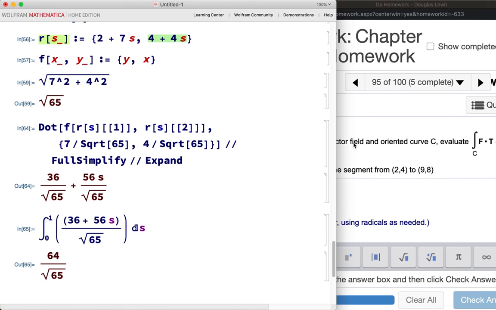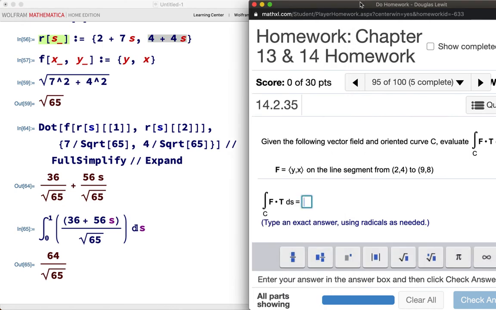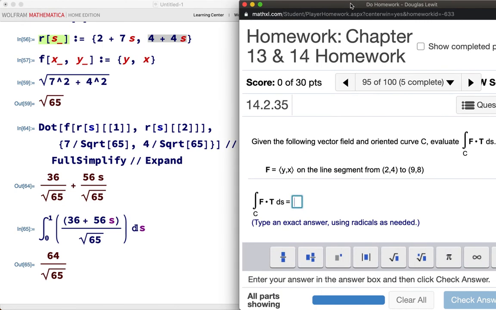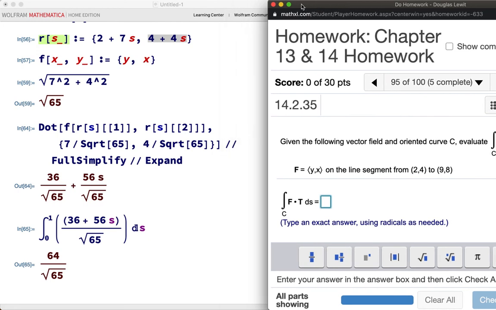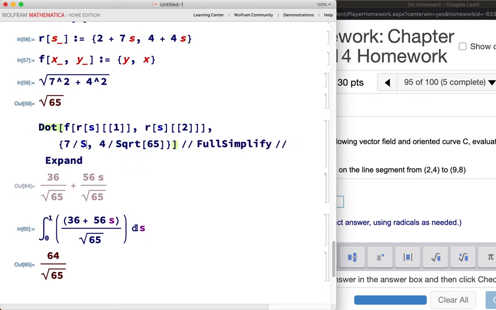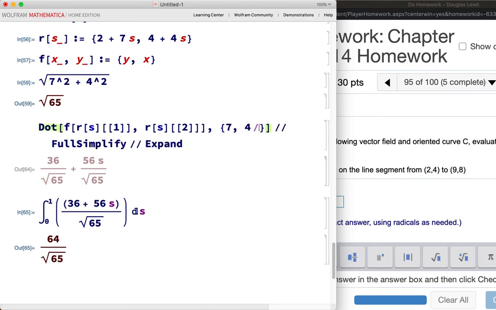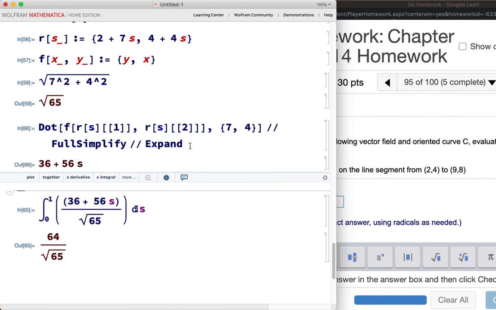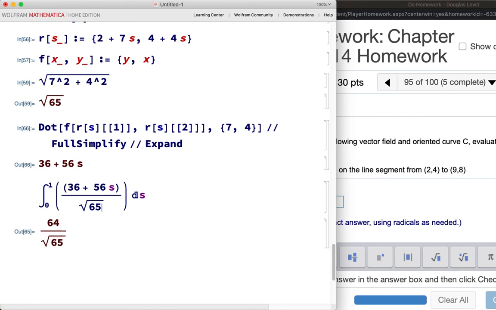Although, if I'm dealing with a unit vector, it would make sense to divide by the magnitude of the entire vector. That's a little bit confusing, but let's see what happens. All right, I'm going to follow their directions. Not totally sure they're 100% right about that, but let's give it a shot. 36 plus 56s. So yeah, I have a feeling the answer is just going to be 64.